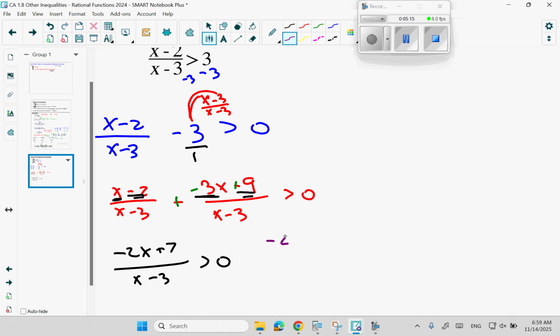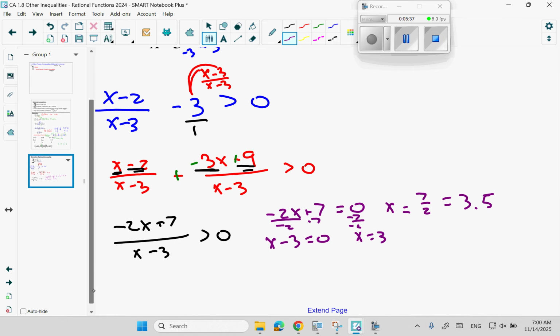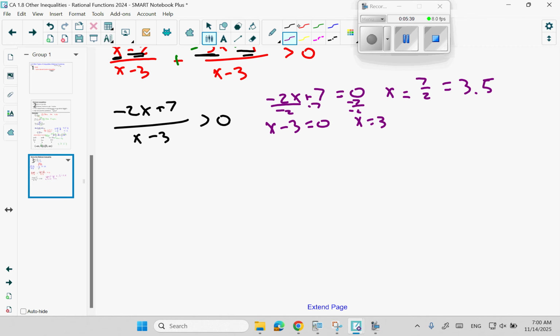So then I can do negative 2x plus 7 equal to 0, as well as x minus 3 equal to 0. We're going to get x equals 3 right here. Here, minus 7, divide by negative 2, divide by negative 2, we get x equals 7 halves, which is the same thing as 3.5. So when I go to sign test this, my number line is going to have 3 and 3.5.